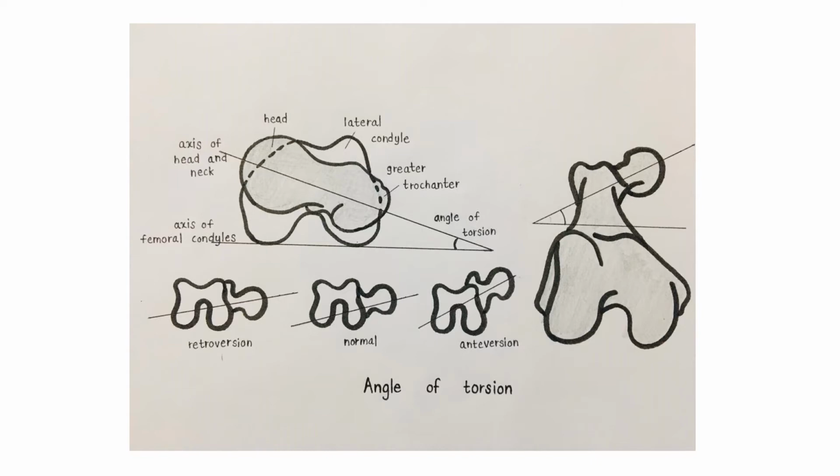Angle of torsion. A line parallel to the posterior femoral condyles and a line through the head and neck of the femur normally make an angle with each other. A pathologic increase in the angle is called anteversion. A pathologic decrease in the angle is called retroversion. Importance of this angle: abnormalities in the angulations can alter hip joint stability, weight bearing mechanism, biomechanics of hip muscles and joint biomechanics.